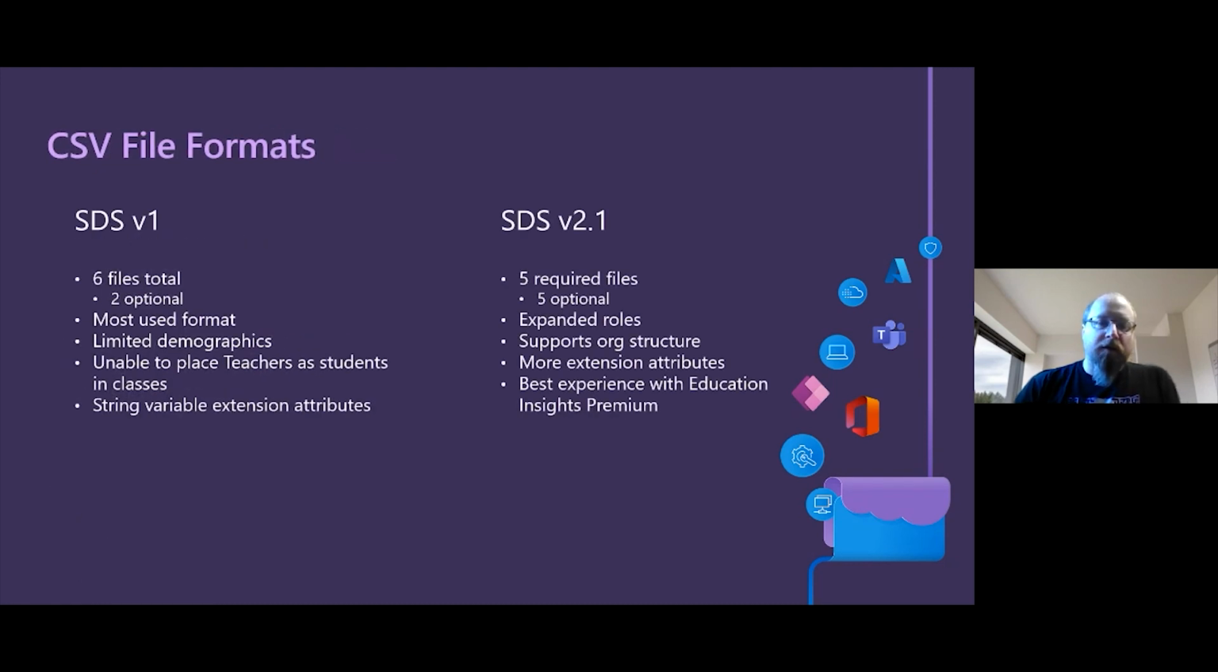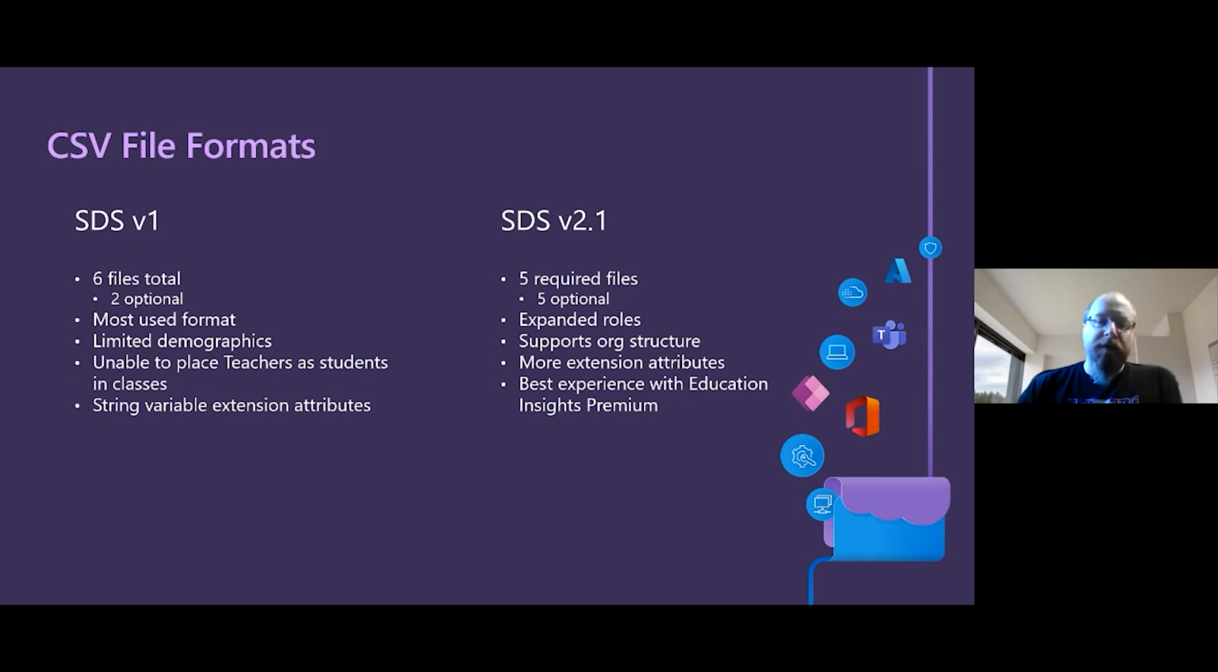Because we are going to be recommending the 2.1, I wanted to make sure that we did talk about both, just so that we have the comparison between them. For SDS version 1, there is a total of 6 files. That's going to be the main files as well as 2 optional for the parent and guardian, so 8 in total there. For SDS version 2.1, there is a minimum of 5 out of the 10 files that are required, so less than SDS version 1, and 5 optional files.